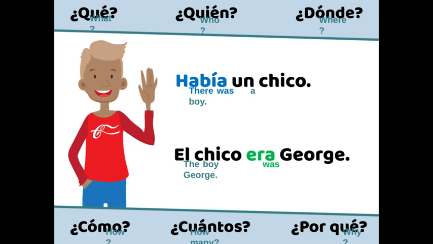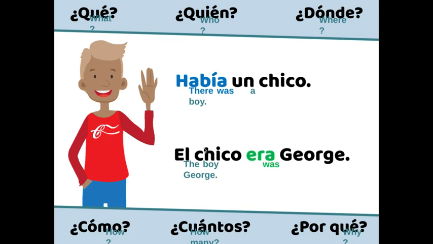Perfect. Here we go. Or question. George era chico o George era chica? 1, 2, 3. George era chico.